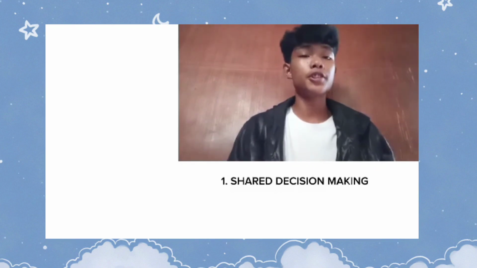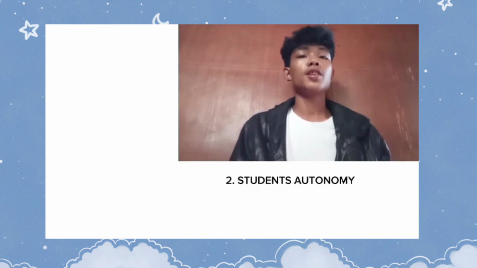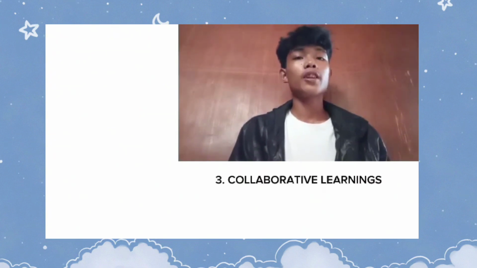Here are the key aspects of balance of power. First, shared decision-making. Students are involved in decisions about learning activities, classroom rules, and even assessment criteria. Teachers act as facilitators or guides, not just authority figures. Number 2, students' autonomy. Learners have the freedom to choose topics of interest, learning paths, or project formats. We also have collaborative learning, with emphasis on group discussion, peer-to-peer learning, and cooperative projects where all voices are valued.